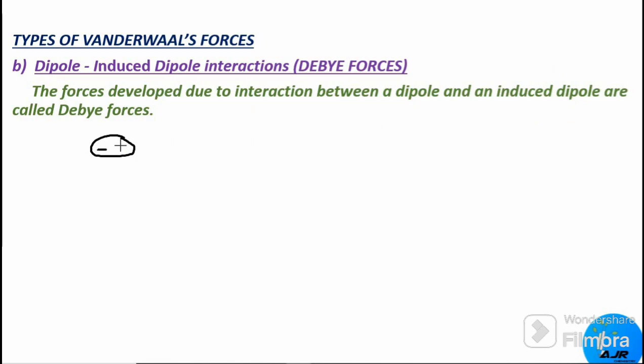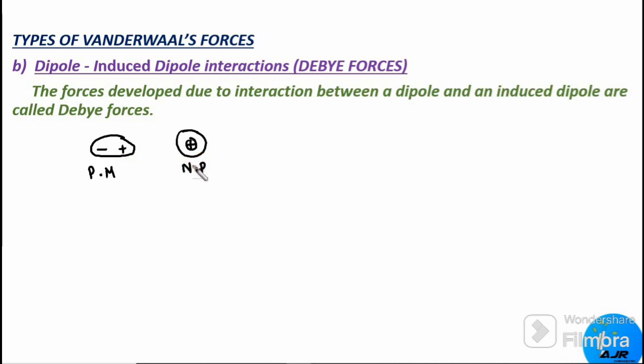Let us consider this as a polar molecule. Like a polar molecule, we have non-polar molecules also. Now let us consider this as a non-polar molecule, and this is a polar molecule. Sometimes this polar molecule distorts the non-polar molecule and induces a dipole moment in it. This polar molecule has the capacity to convert this non-polar molecule into a polar molecule.